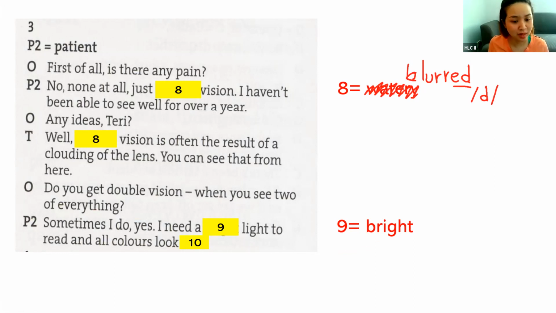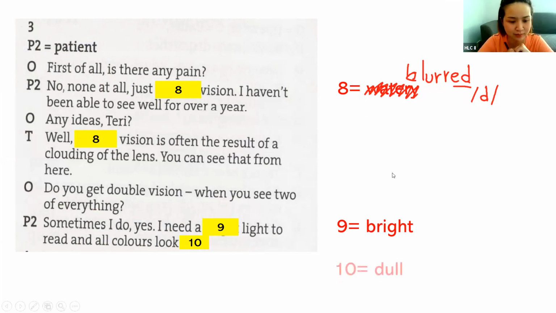Okay, and then number 9, this patient mentioned that he has double vision sometimes, and in order to read, he needs a bright light. Bright means สว่าง, and when you use this word to describe a person, it means that he or she is smart, bright.